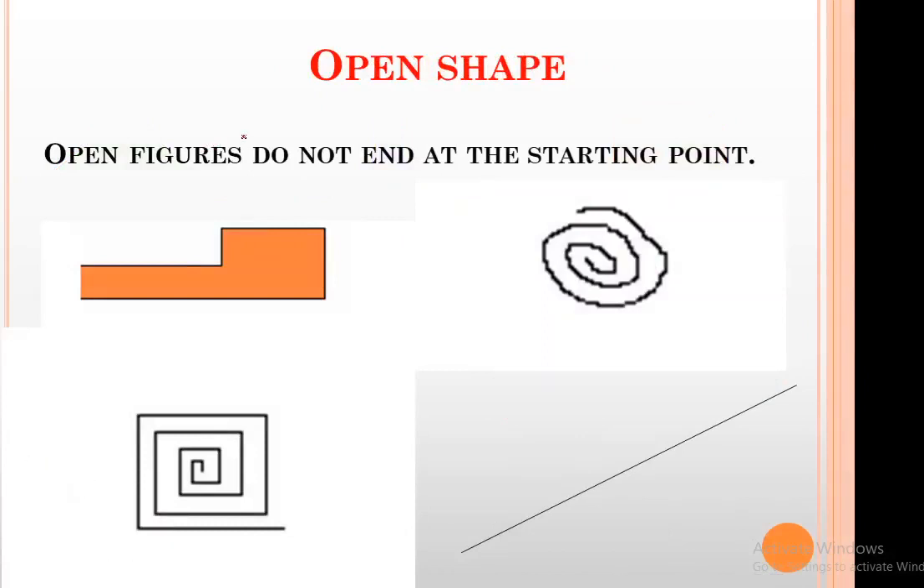Now the second type is open shape. Open shapes are those shapes which do not start and end at the same point. For example, just have a look at all these shapes. Their starting and ending points, they both are different. Okay, so all these shapes they are open shapes.